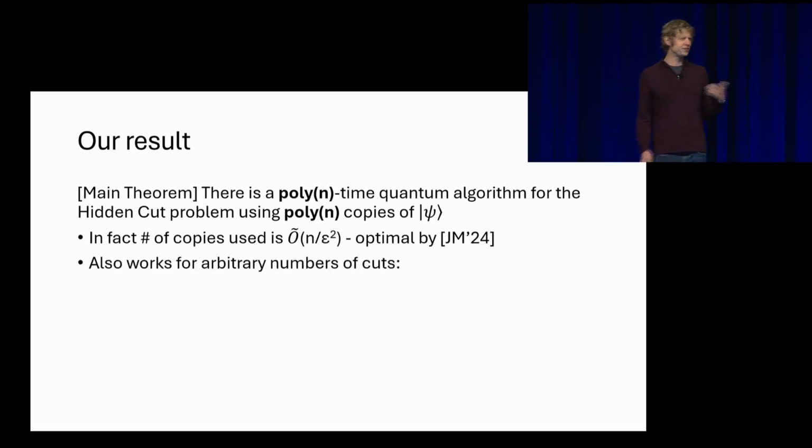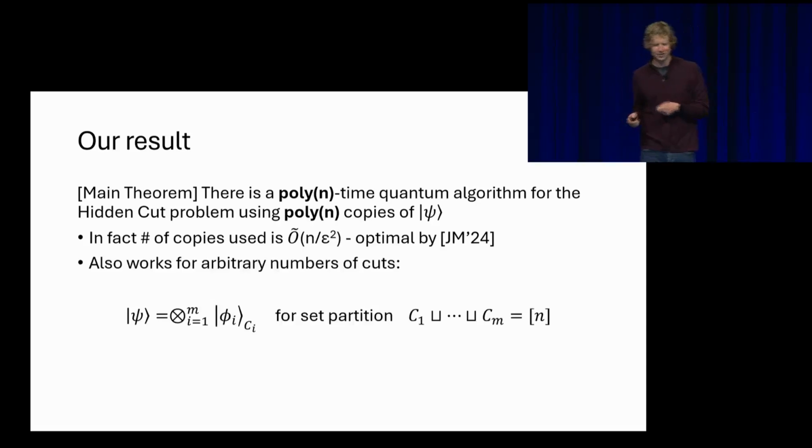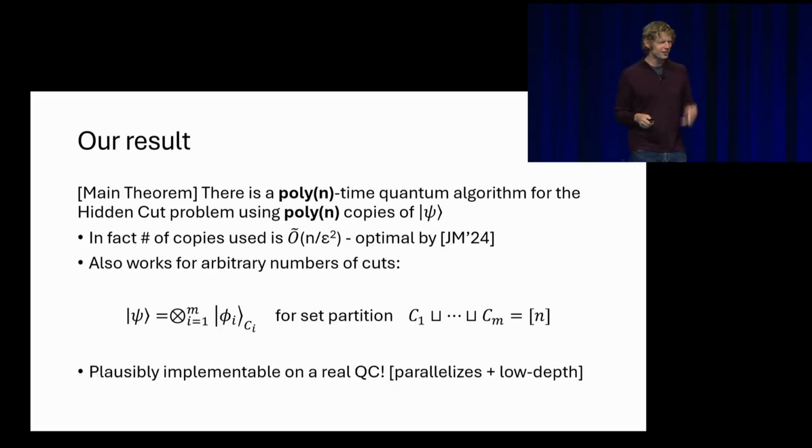And it also works for an arbitrary number of cuts. So if you have a state psi that's a tensor product of a bunch of tinier states phi i's, you're trying to learn some partition of n into m sets that correspond to which ones are which phi i, you can also do that in polynomial time. Moreover, as an added bonus, our algorithm looks like it's plausibly implementable on a real quantum computer because it parallelizes really nicely and has low depth. I'll discuss this more when I actually show the circuit for solving this problem.